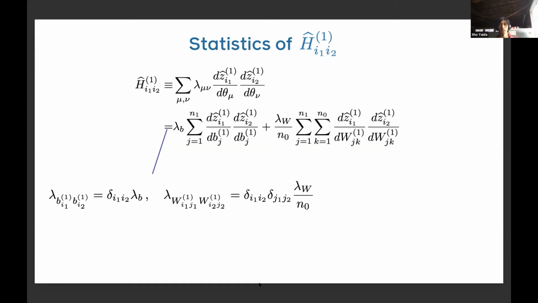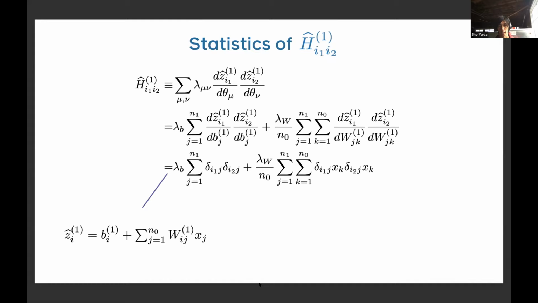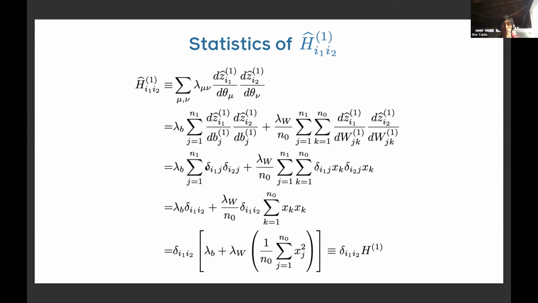Cool. So this is just plugging in the definitions. Now you can use the definition of the pre-activation. Zi at initialization is given by Bi plus W times X, and you can just do the derivative in your head. For the bias term, you get the Kronecker delta because it's differentiated. For the W term, you differentiate and get this factor falling out. So this is just calculus, or not even that. Then you rearrange things. You do the sum over J, and you get the Kronecker delta between I1 and I2. Same thing here, you get XK squared, and you pull out the factor of Kronecker delta I1, I2, and rearrange things, and that's what you get.